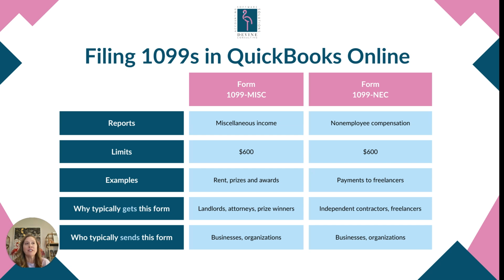You're going to use the 1099 miscellaneous form for things like landlords, like your rent, legal fees for your attorneys, and a few other things that are a lot less common. But again, it's for anything you paid over $600. Let's jump in and look at what the software looks like.